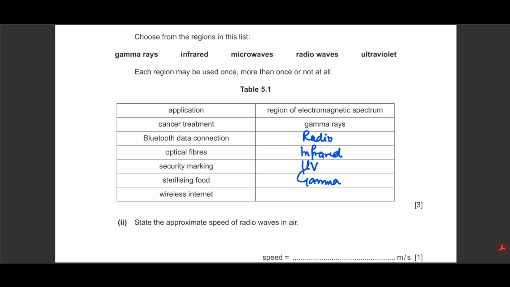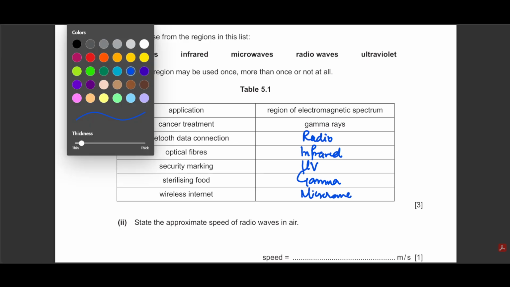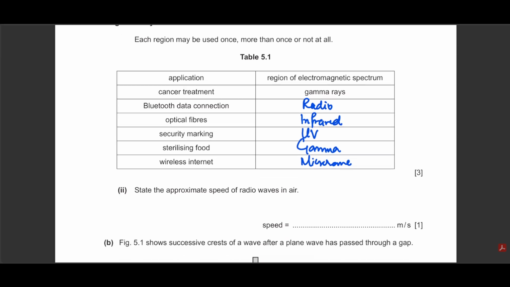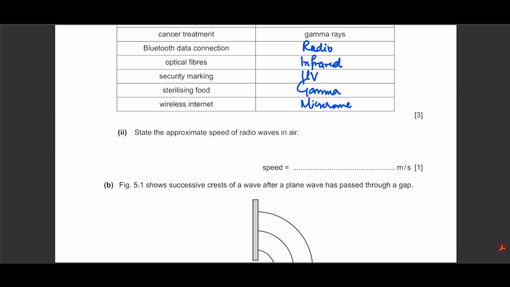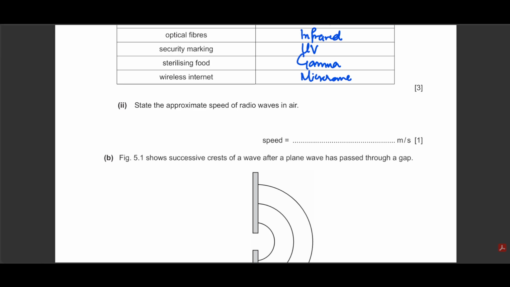Wireless internet, which is generally Wi-Fi signals, is actually going to be in the microwave region. But do not be afraid of this. It wouldn't be able to heat you up, because we are generally familiar with microwaves heating our food up. But this is very low power. It's not in the same spectrum, not at the same radiation level or the frequency that heats up the food.